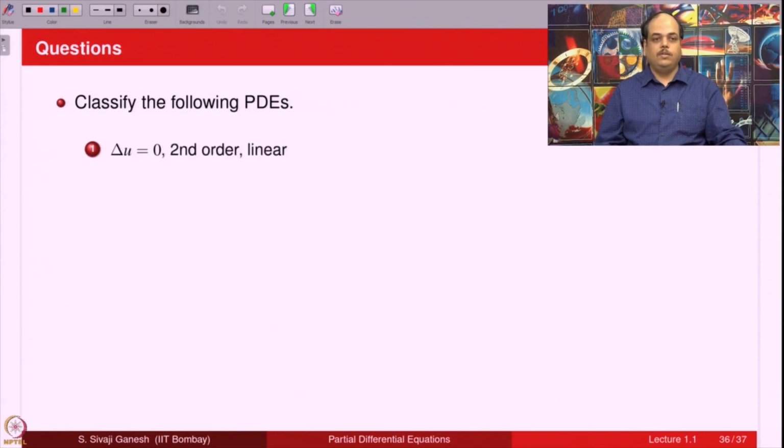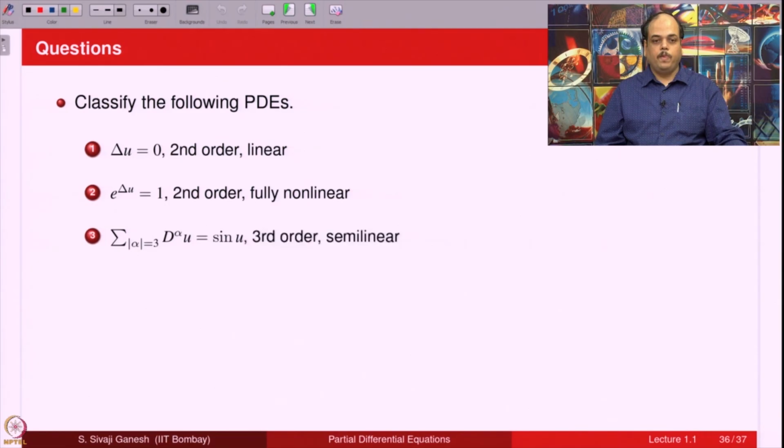So, Laplacian of u, it is second order and linear, e to the power Laplacian of u equal to 1, it is second order fully nonlinear, and this equation is third order semi-linear. Of course, you may also say quasi-linear, but when I say semi-linear it has more information because semi-linear is a much smaller set. This equation is second order fully nonlinear.